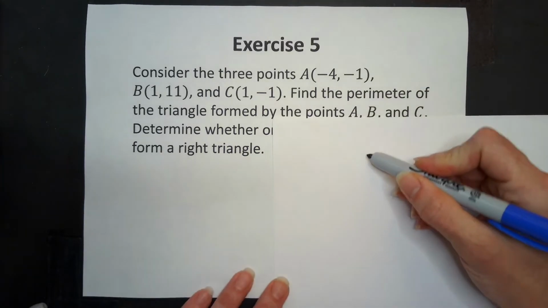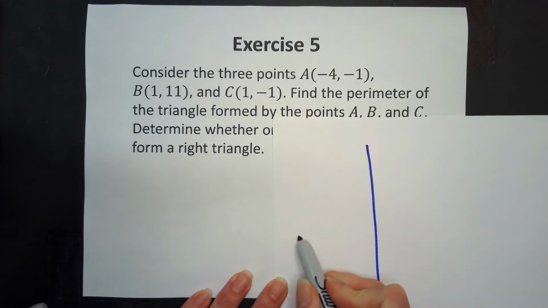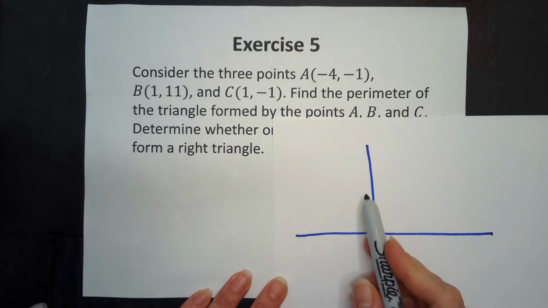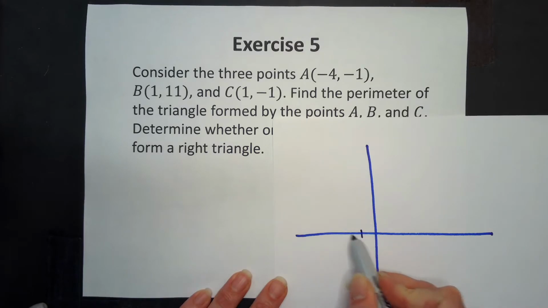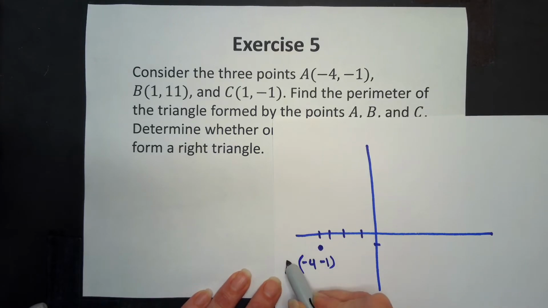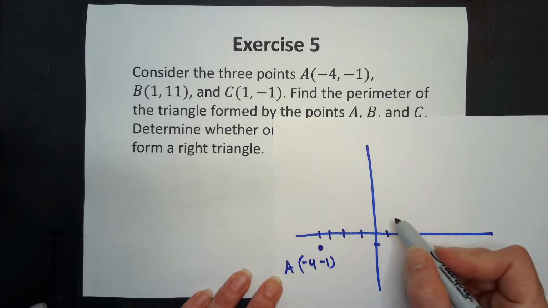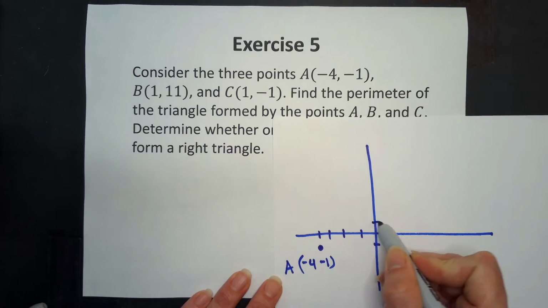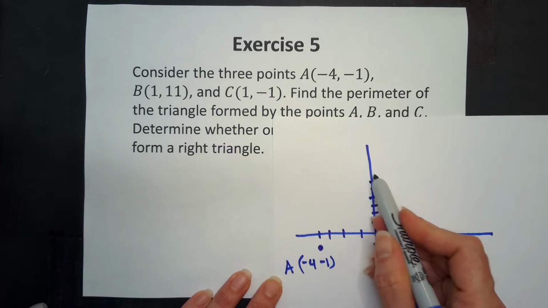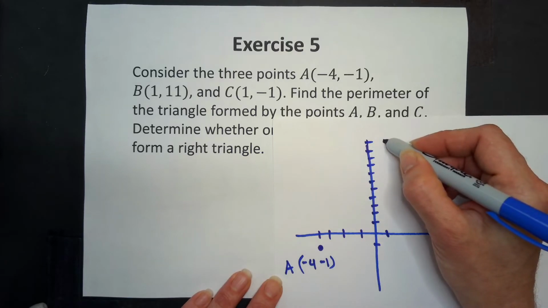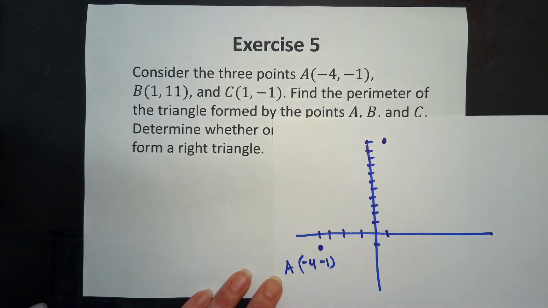So let me draw my X and Y axis here. All right, so A is going to be the point -4, -1. So over 1, 2, 3, 4 units to the left, 1 unit down. That's my -4, -1, my A point. And then B is going to be 1, 11. So over 1, and up 1, 2, 3, 4, 5, 6, 7, 8, 9, 10, 11. And so I kind of compressed my y-axis here, so it's not to scale really.